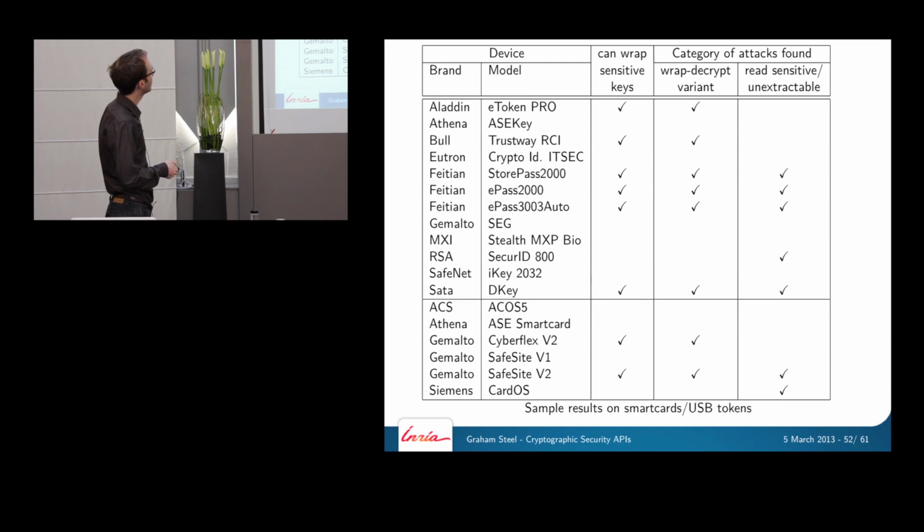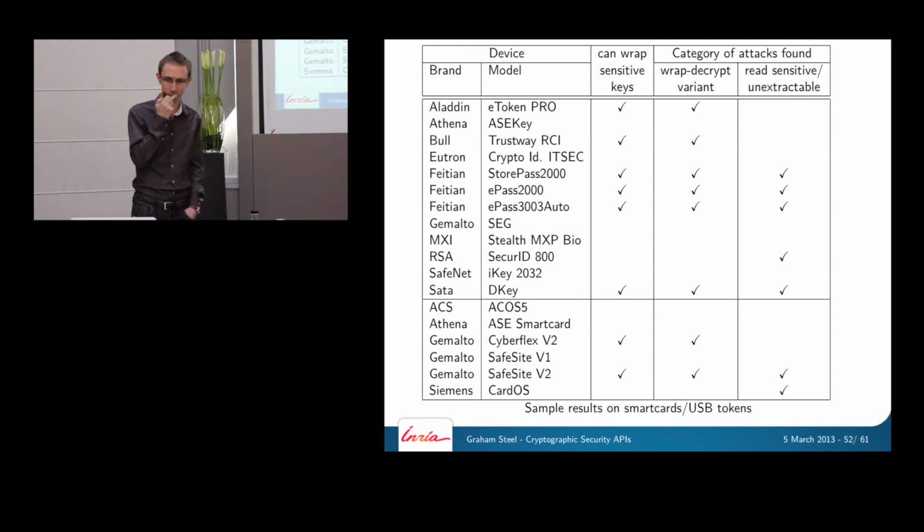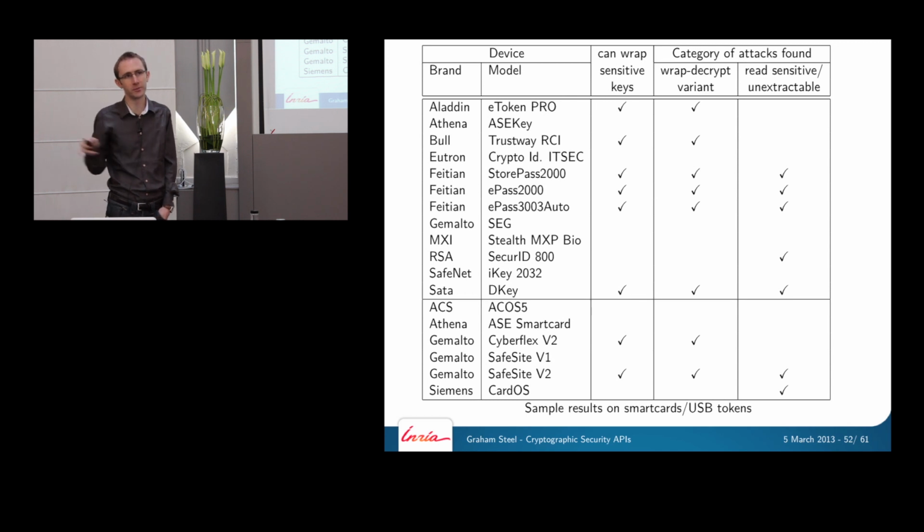And so what you can see very quickly from these results is that every device which can wrap sensitive keys, every device which allows you to do that operation, also has an attack in this column, has some variant of wrap decrypt. So either you can wrap to a non-sensitive, or you can use a non-sensitive key to wrap, or you can put in your own key to wrap. Or Tookan managed to find some way of making that kind of attack work. So that's good. It makes us feel like our tool is working well.